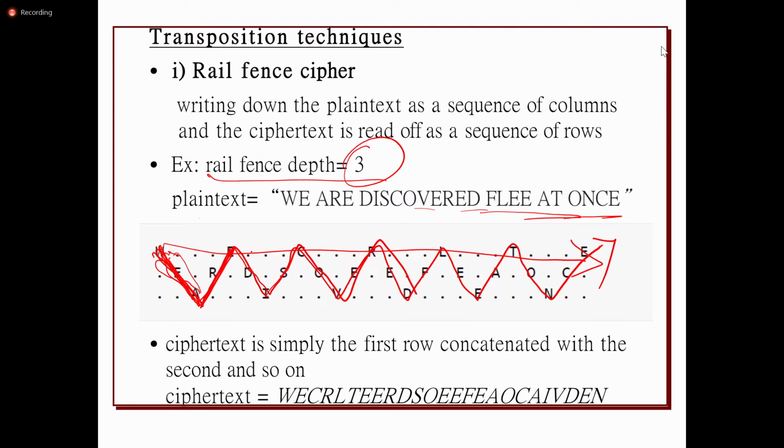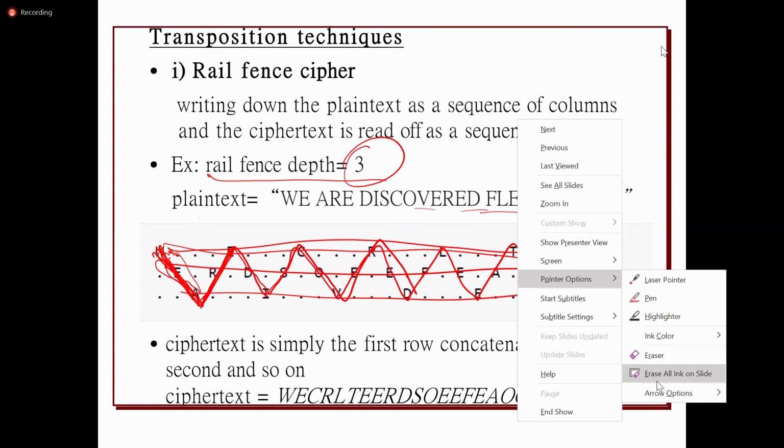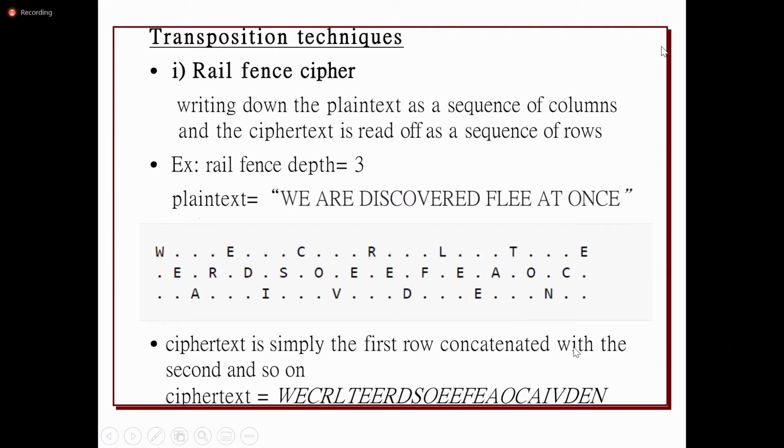While collecting the ciphertext, it will take the entire first row, then it takes the second row, then it takes the third row. So if you observe the plain text and the generated ciphertext, it is this. So this is one of the transposition techniques.